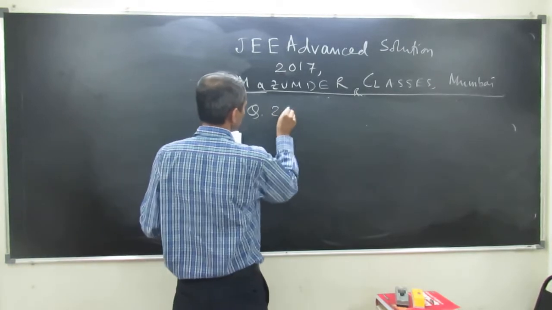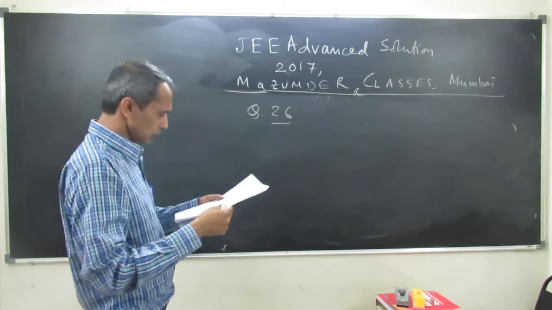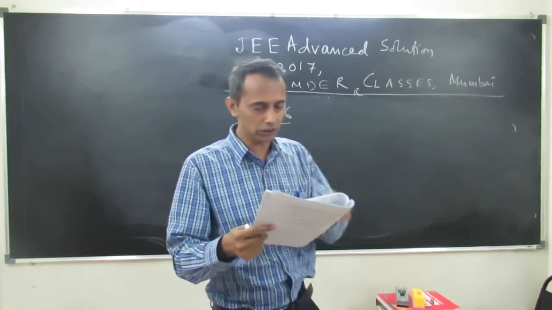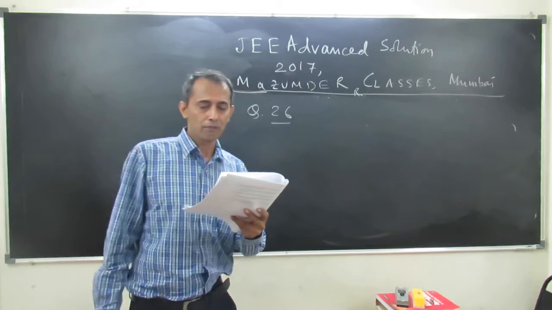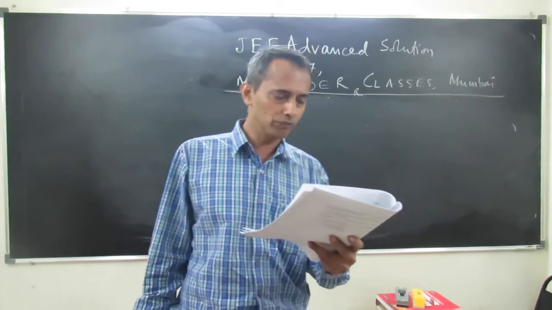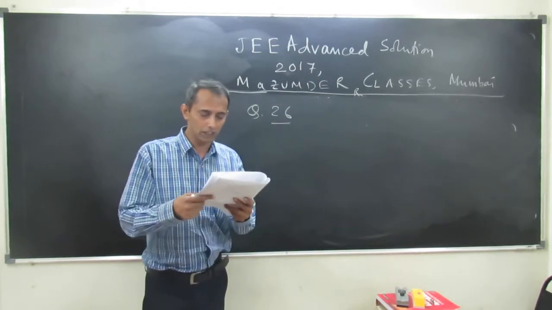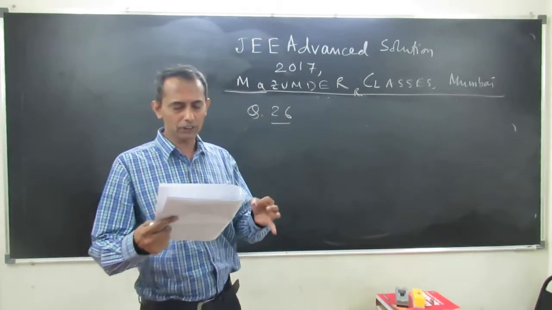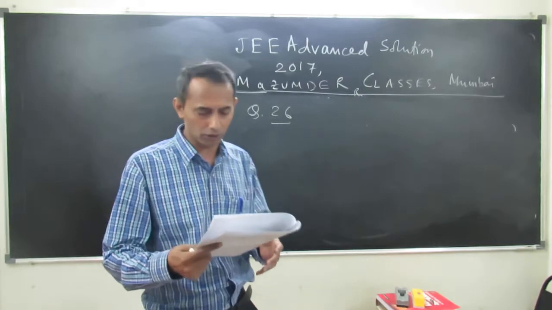So we'll come to question number 26. This section contains 5 questions. The answer is a single integer from 0 to 9, both inclusive. Full marks are plus 3, and in all other cases 0 marks. That means there is no negative marking for this.